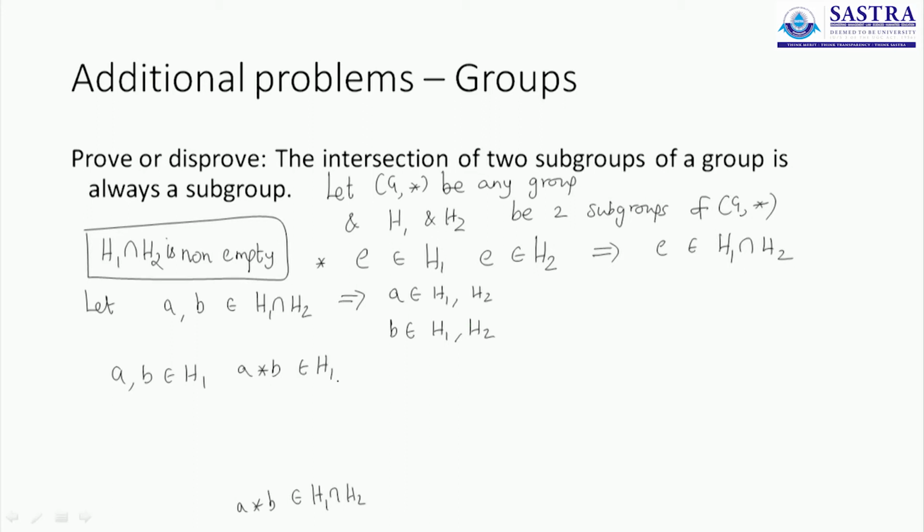Because it is a subgroup, it has to be closed. Similarly, a, b belong to H2, therefore a star b also belongs to H2, because if it doesn't, then H2 is not a subgroup. The question clearly states that we are considering 2 non-empty subgroups H1 and H2 of the group G star. So a star b belongs to both H1 and H2, therefore you have the result that a star b is common. a star b belongs to the intersection.